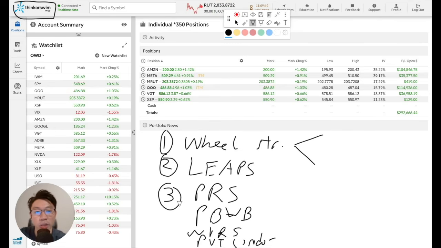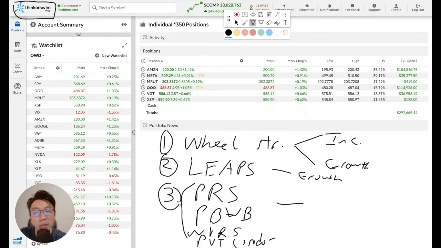Now for the wheel strategy, as you know, you get income as well as you get growth, right, from the capital gains of the stock. Now for Leaps, it's mainly only growth, right? Because for the way that I trade Leaps, you're actually buying the Leaps, right? So this will be a debit. So the only way that you can profit from it is if the market goes in the direction of your Leaps. And then finally, for this third one down here, all these strategies down here, they are all based on income, right? So as you can see, again, this portfolio is a mixture of income as well as growth.